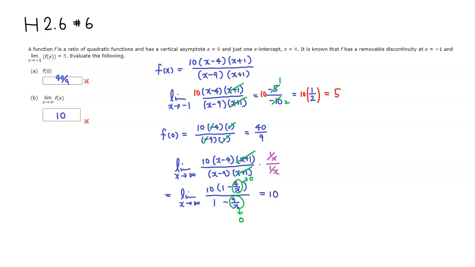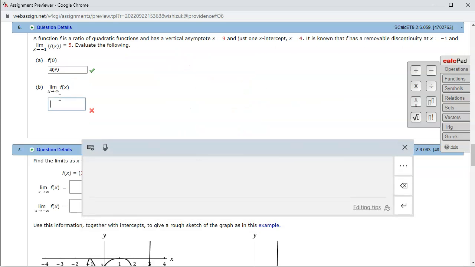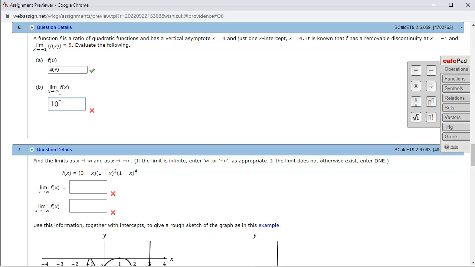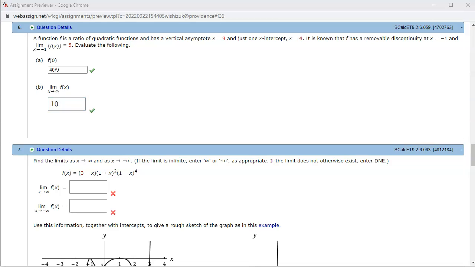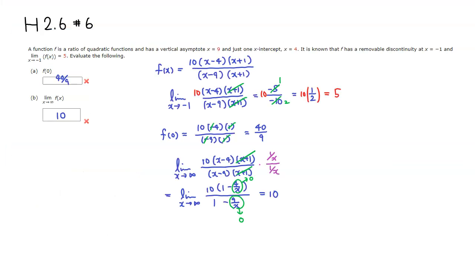So let's type it in. The answer is 10. Let's check the answer. Alright, I came back and it looks like we got this one correctly as well. Alright, that's it. I hope that this was clear.